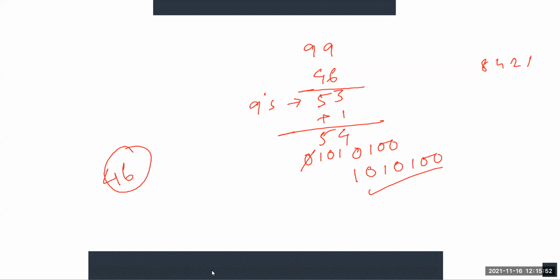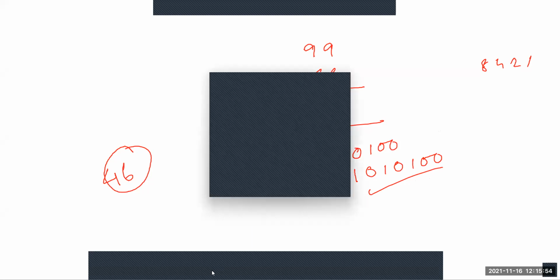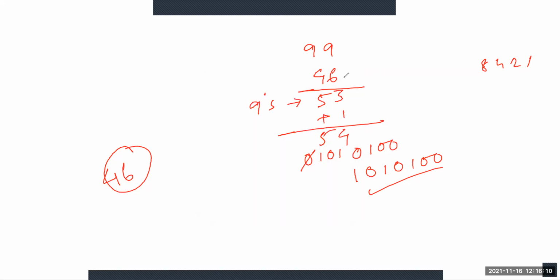Clear, sir. Okay. So the next topic we will discuss is BCD subtraction. For BCD subtraction, we mainly use the 9's complement and the 10's complement. Today we will discuss only the 9's complement. In the next class we will discuss how to do BCD subtraction using the 10's complement.